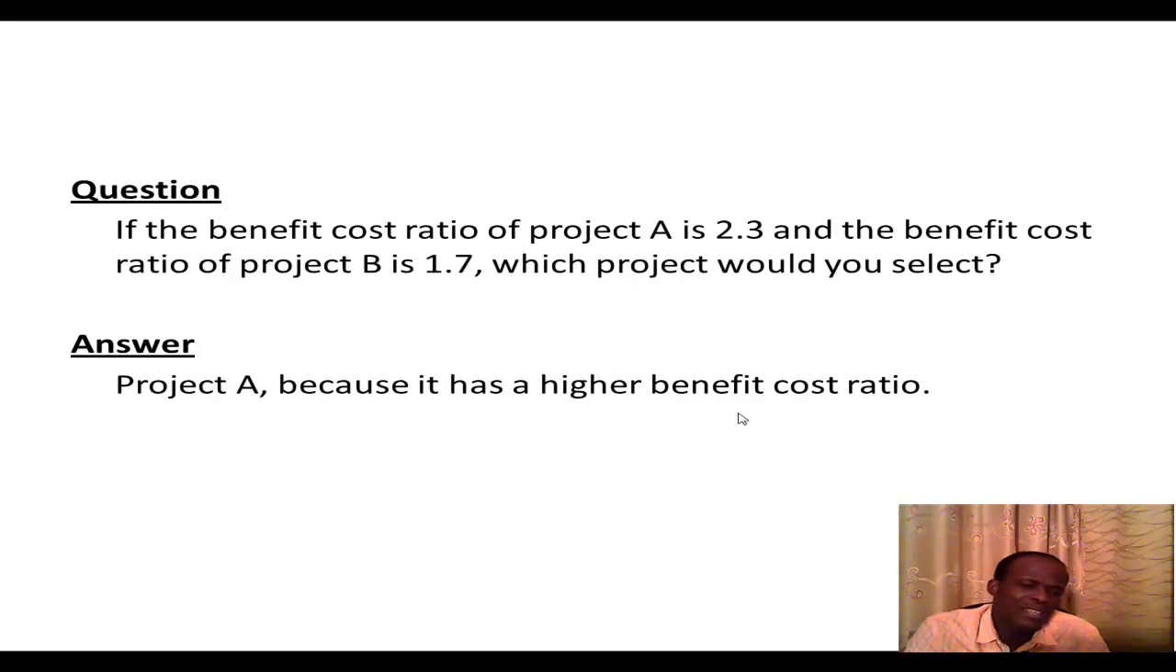Very simple example. Question. If the benefit cost ratio of project A is 2.3, the benefit cost ratio of project B is 1.7, which project would you select? Very simple. Project A, because it has a higher benefit cost ratio.